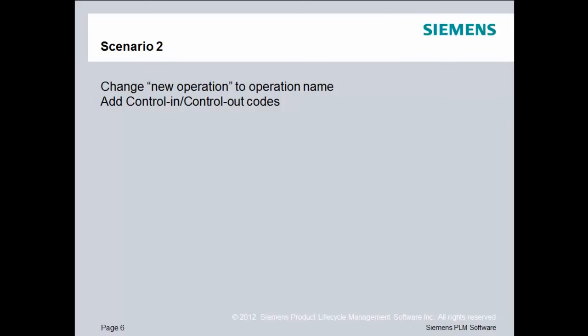In scenario 2, we'll change the word new operation to the actual name of the operation itself by grabbing the value of the variable that holds the operation name. We'll also add control_in and control_out codes so that we're surrounding the message with the message characters.